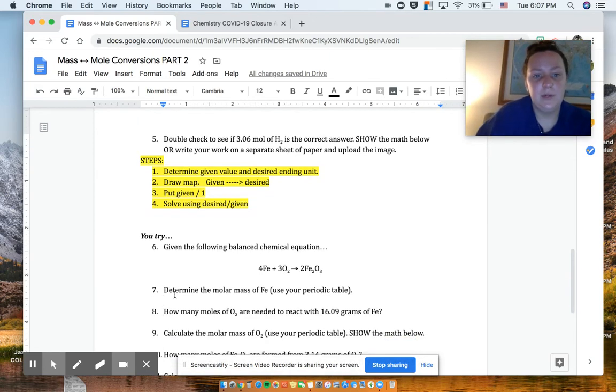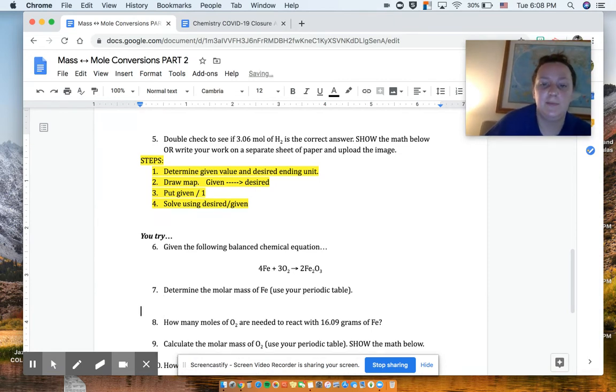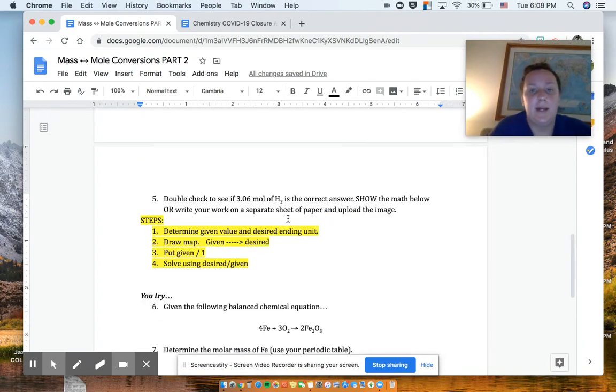But I'm going to do number 7 and 8 using the balanced equation from number 6. So we're given this equation: 4Fe plus 3O2 yields or produces 2Fe2O3. The first question, number 7, that we'll work on is to determine the molar mass of Fe, which is iron. And we've got to use our periodic table.